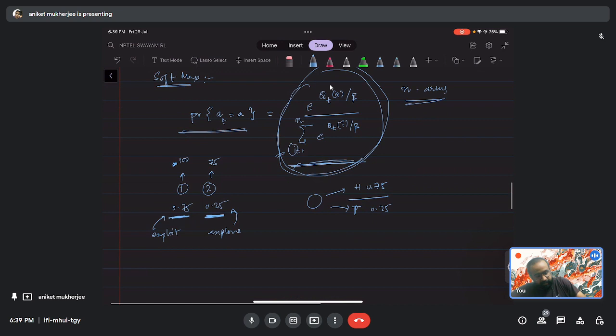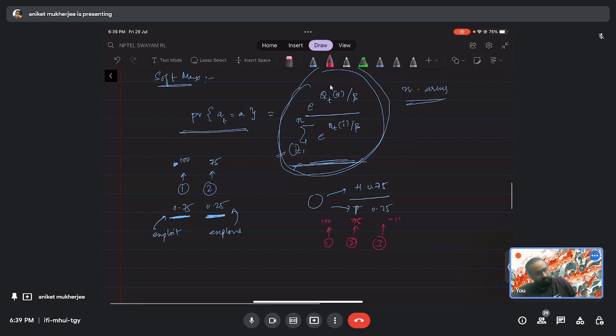Now suppose I have 3 arms, where one is 100, one is say 75 and one is say minus 10. So obviously you can see that the third arm is a very bad arm. If you calculate the softmax for this, you will get something like 0.6, 0.3 and this will be very low, 0.1. I'm not actually calculating the values, but you get something similar to this. So what we're saying is, the bad arm gets very least probability of you picking.